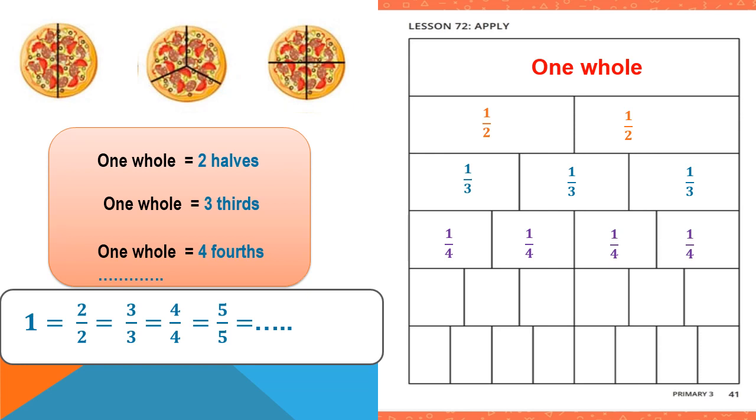Here we have 1, 2, 3, 4, 5, 6 equal parts. So each part will be 1 over 6 or 1/6. So we have here 6/6. And here 1, 2, 3, 4, 5, 6, 7, 8. We have 8 equal parts. So each one is 1/8. All of them are 8/8.